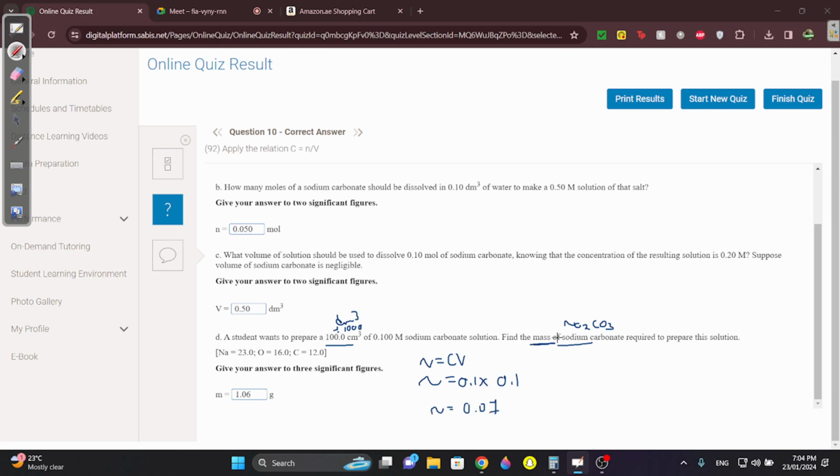Since we have the moles, how do we find the mass? n equals m over M. So 0.01 equals the mass over the molar mass of Na2CO3. You can find it, but I'll give it to you. It's going to be 106. So if you cross multiply, you get m equals 1.06 grams, of course.